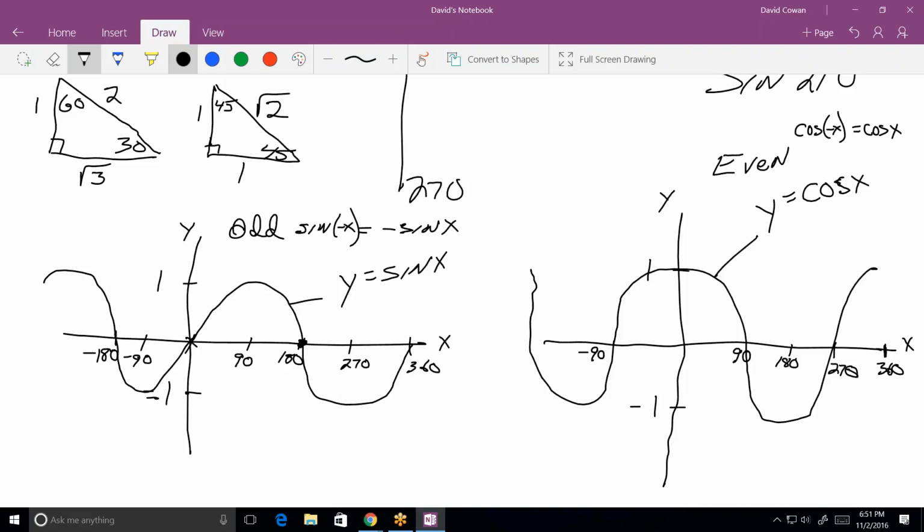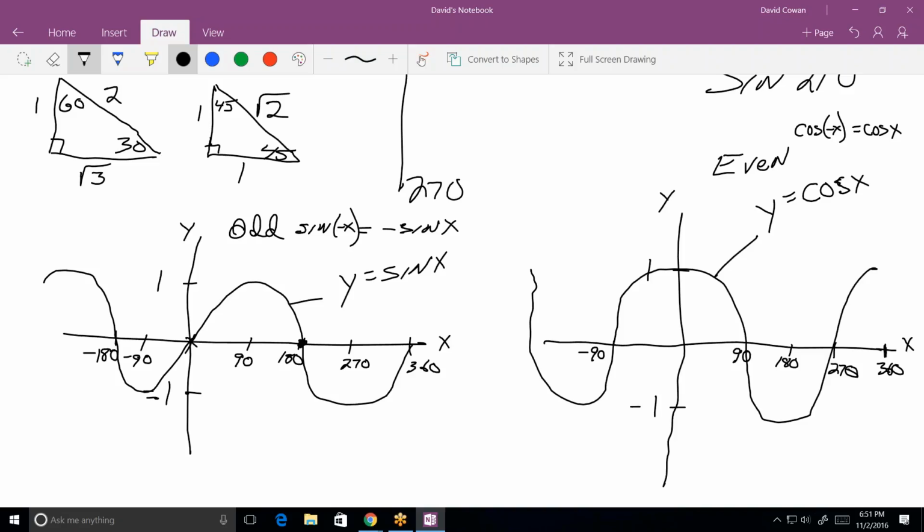In other words, if they ever give you a negative angle, you can use these properties to convert it to a positive angle. If I said, what's the sine of minus 90? Well, that's got to be equal to minus the sine of 90. And if I said, what's the cosine of minus 90? That's got to equal cosine of 90.